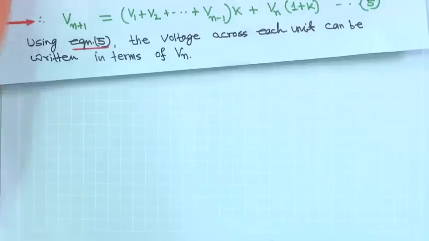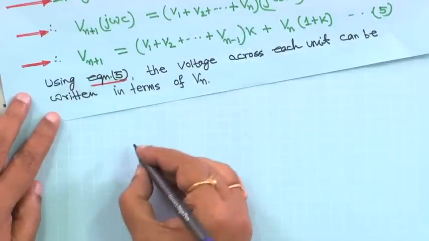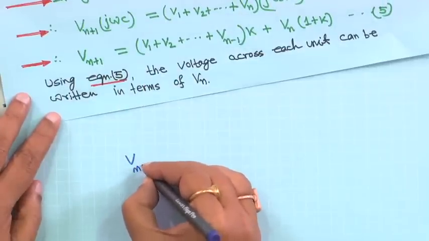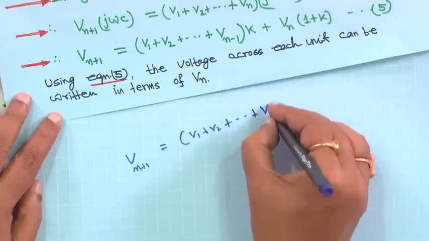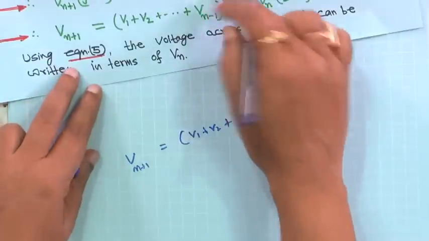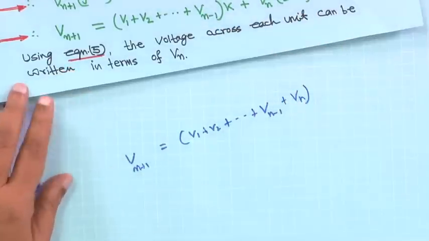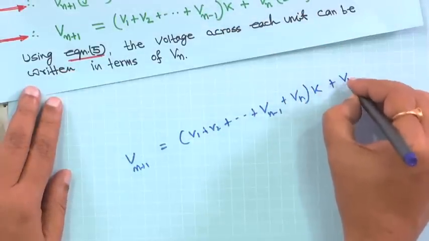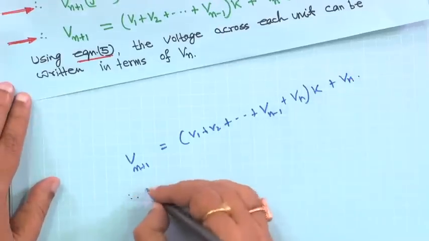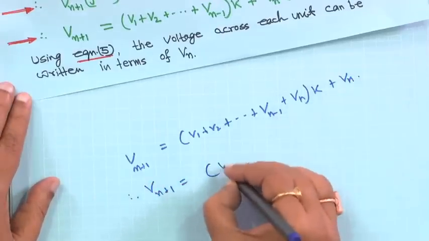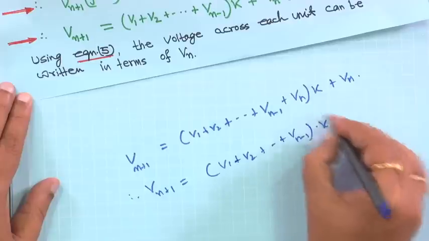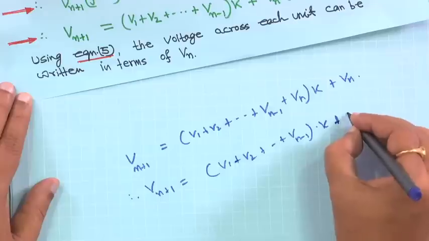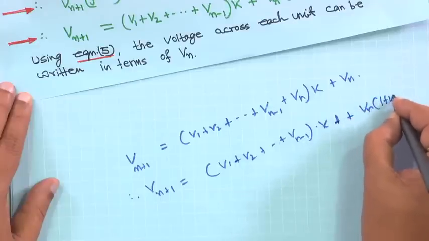just hold on. Actually if you write this equation, it will be Vn plus 1 is equal to V1 plus V2 plus, this way, Vn minus 1, the previous term, plus Vn into k plus Vn. j omega C cancels on both sides, that means Vn plus 1 is equal to V1 plus V2 plus up to Vn minus 1 into k, and k into Vn is added here with this Vn. So it will be Vn into 1 plus k.